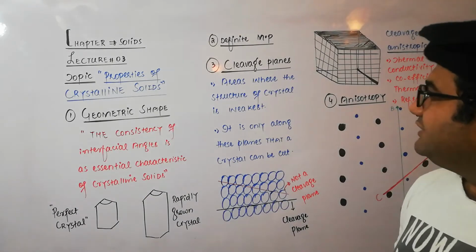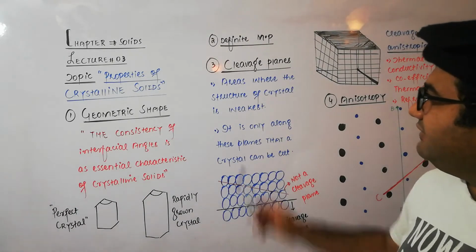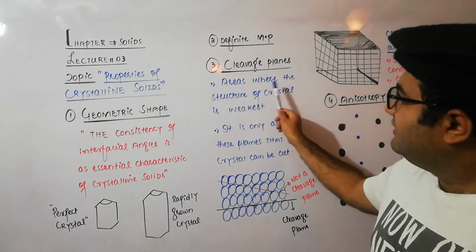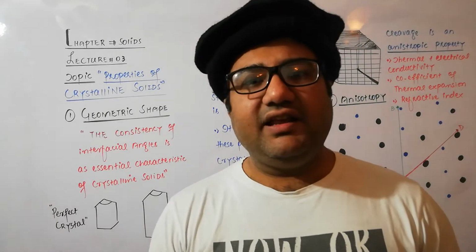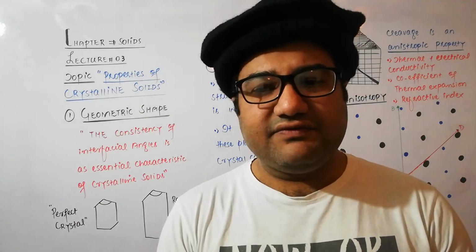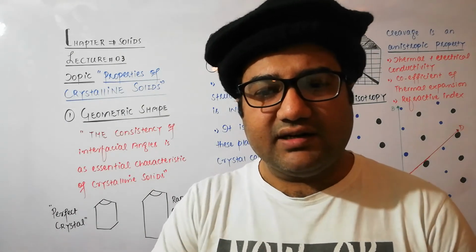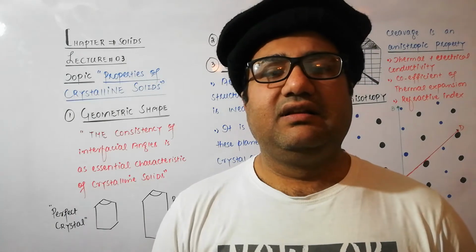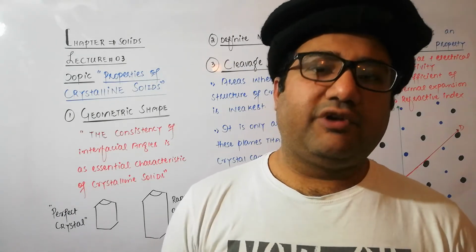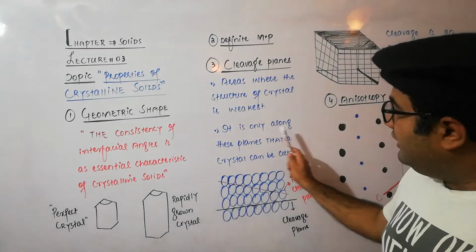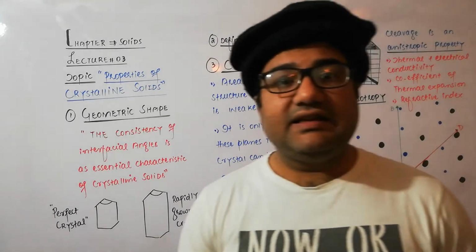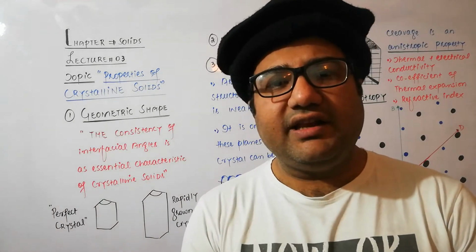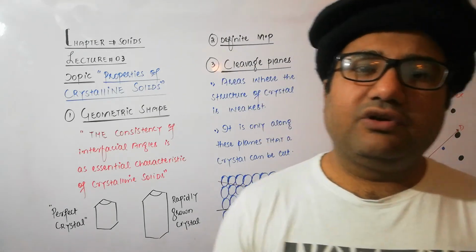The third one is the cleavage planes. Cleavage planes are the areas where the structure of the crystal is weakest. So these are the areas where you can easily break or cut the crystal into pieces at this particular point. It is only along these planes that a crystal can be cut. So you cannot cut any crystal at any point of your own desire.